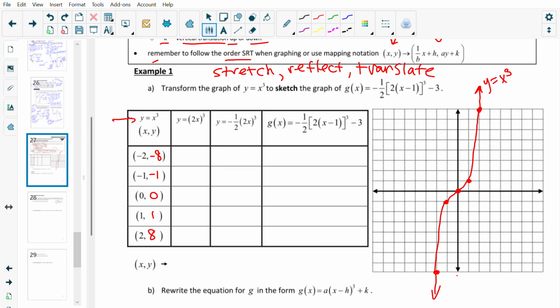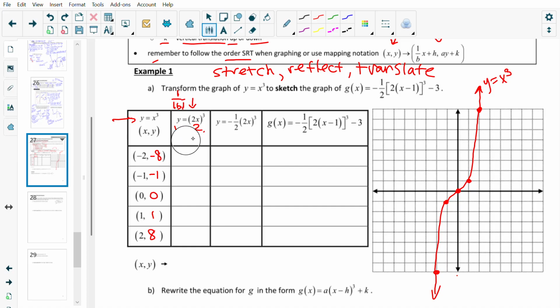Okay. All right, y equals 2x cubed. So what happens when we put that 2 in there? Okay, so that's b equals 2. So our factor is 1 over the absolute value of b. So what does that turn into? Our factor is 1/2. Okay, and that's important.